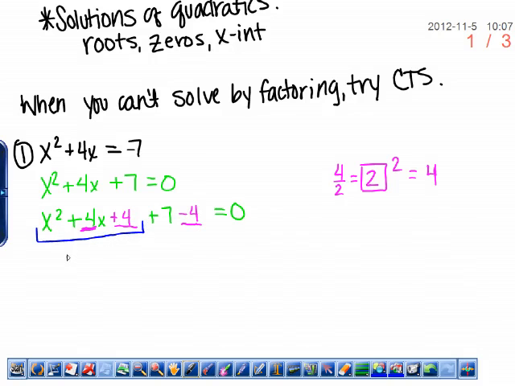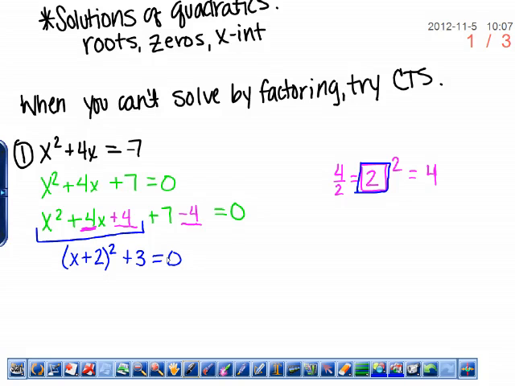What binomial squared does this turn into? X plus what? 2. Where do you get that number from? Yeah, your box. Okay. So I have x plus 2 squared plus what? 3. Now, looking at this, is this now in vertex form? Yeah. What would be my vertex? Negative 2, 3. Okay. Set equal to 0, I can continue from here and solve.